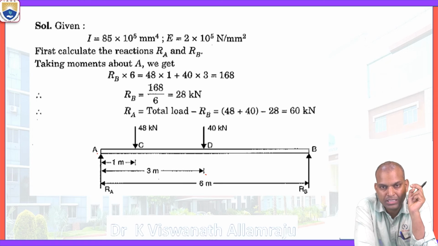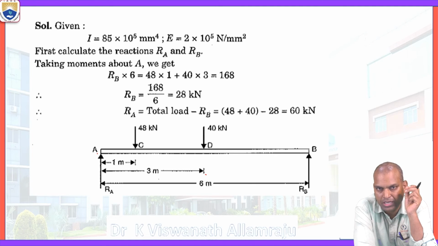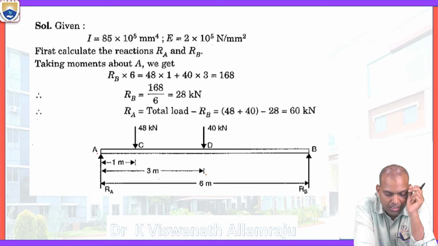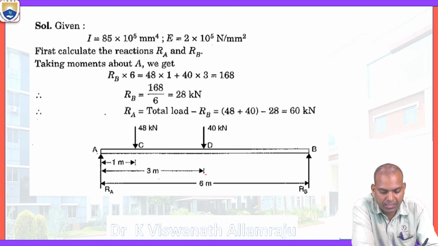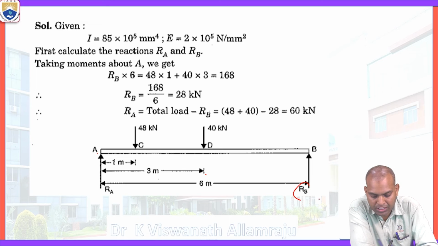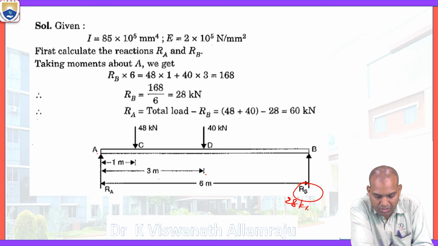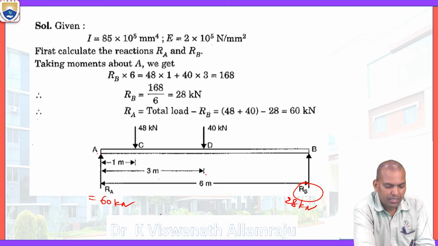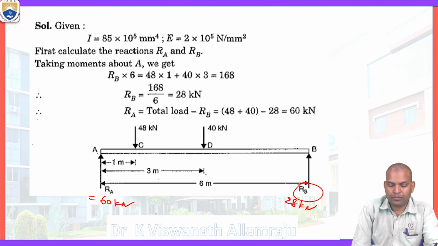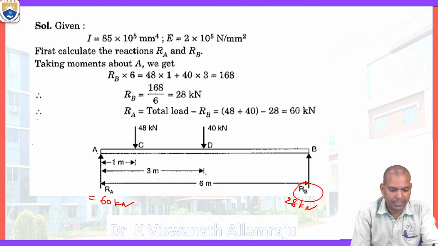Now by using the sign conventions of shear force and bending moment concepts, we have to calculate the reactions at support A and support B. The calculated reaction values are here: at support B it is 28 kilonewtons, and at support A it is 60 kilonewtons. So the reaction at A is more than the reaction at B. Alright. Now what to do?